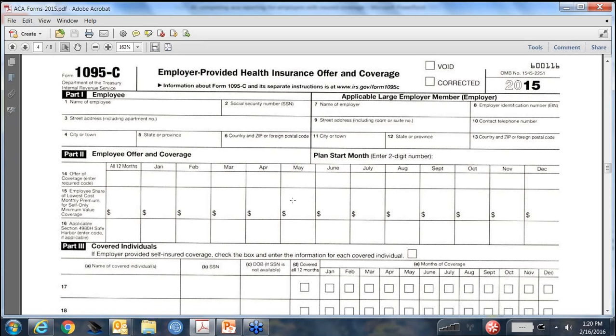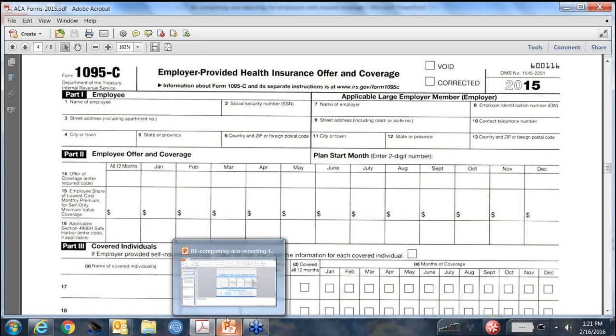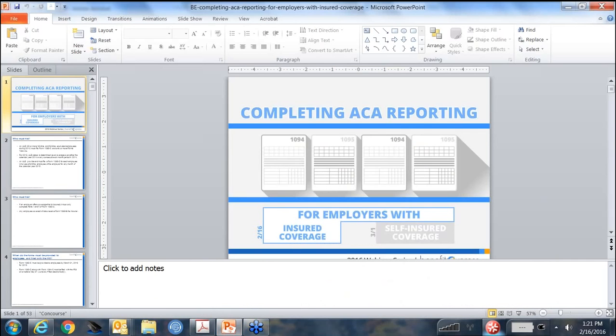No problem. All right, let's go through the slides, and then we'll go through the 1094C. So let's pull up the slides. Let me mute real quick, Larry. Okay. The conference has been muted.